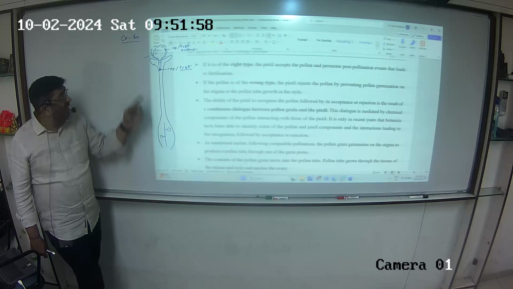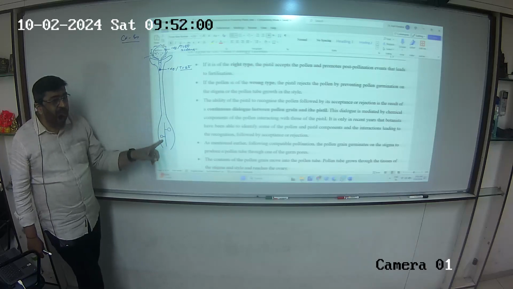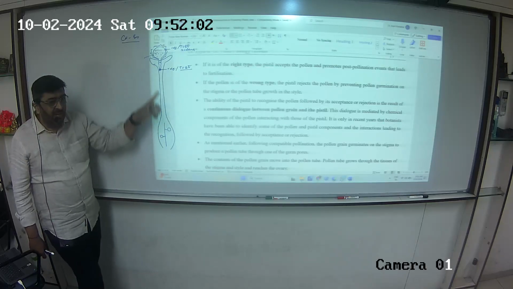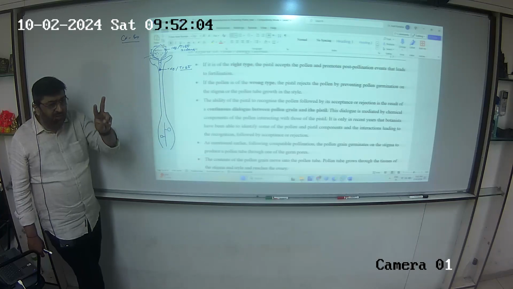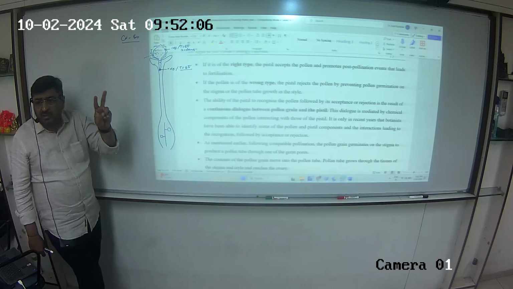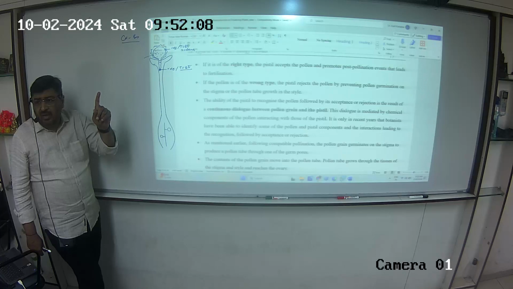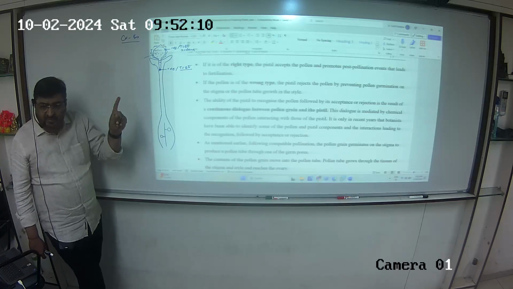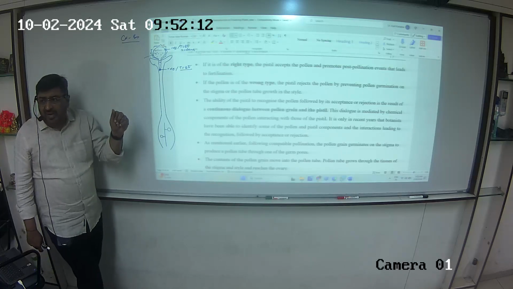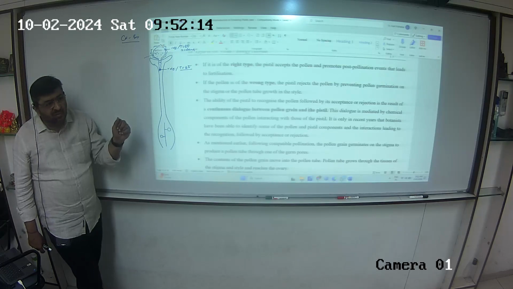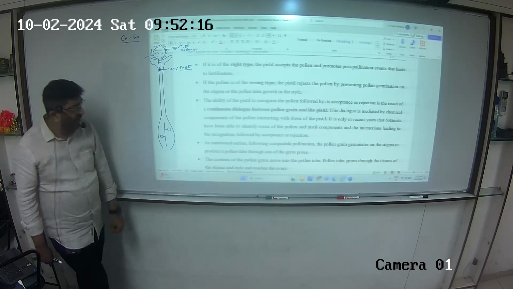ठीक है? तो ये कैल्शियम बोरॉन की मदद से ग्रोथ हो रहा है, right? So two factors, right now? Number one, it is guided by the vegetative nucleus. Second, aided by the calcium-boron pathway.